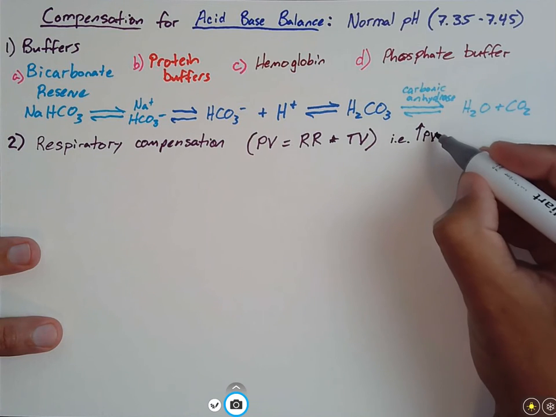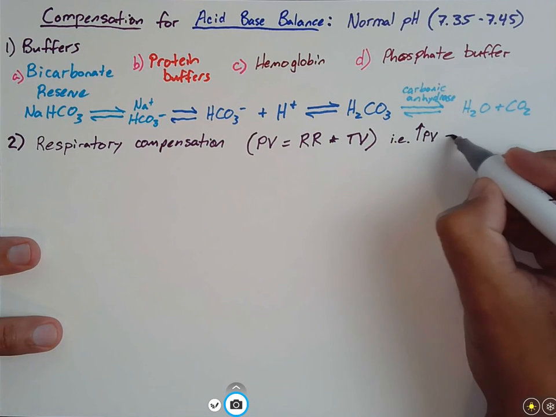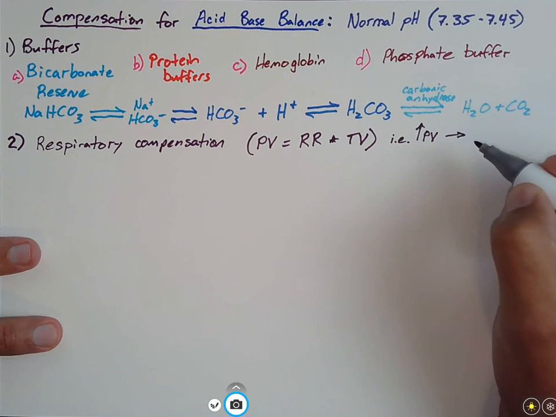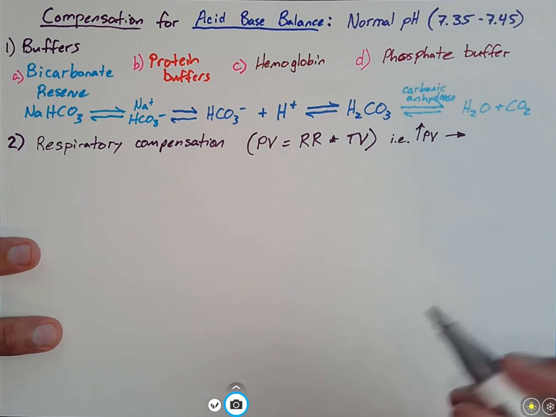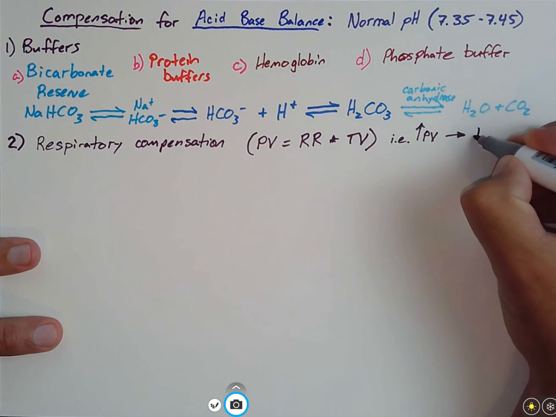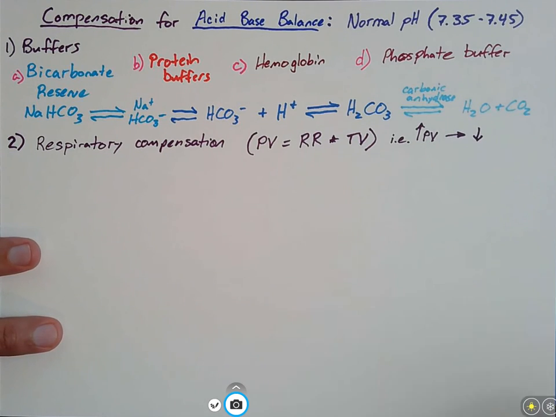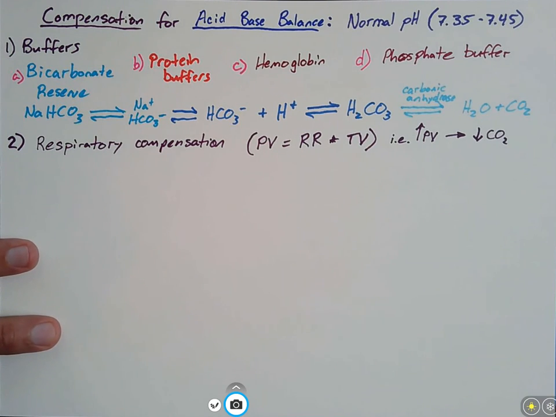You're breathing faster and you're breathing heavier. What are we doing to the amount of carbon dioxide in the human body as we do that? Okay, if you start to breathe faster and deeper, you are breathing in more O2 and you're breathing out more CO2. So what happens to the amount of CO2 in the system when that happens? It starts to decrease.